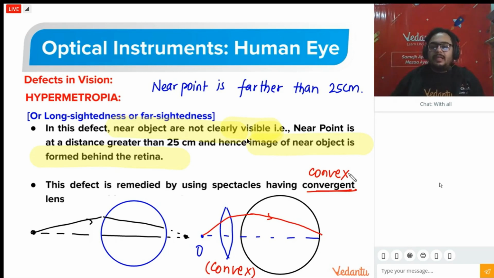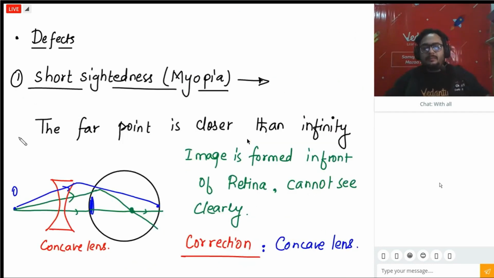Last slide. Okay. Yes, absolutely, Udit. The reverse of myopia. This is absolutely the reverse of myopia.